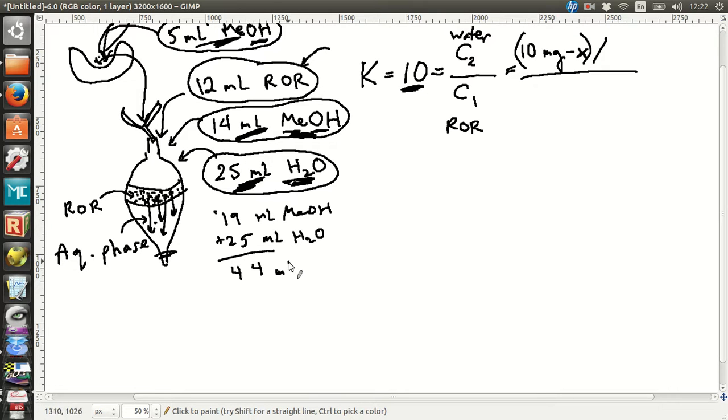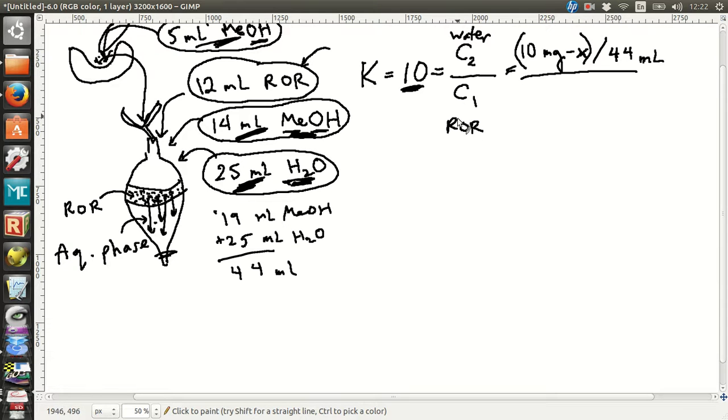So that's 44 milliliters total. So this is the mass over 44 milliliters. Mass over volume can be used as a concentration, right? It's not only molar that can be a concentration. It can also be mass over volume.